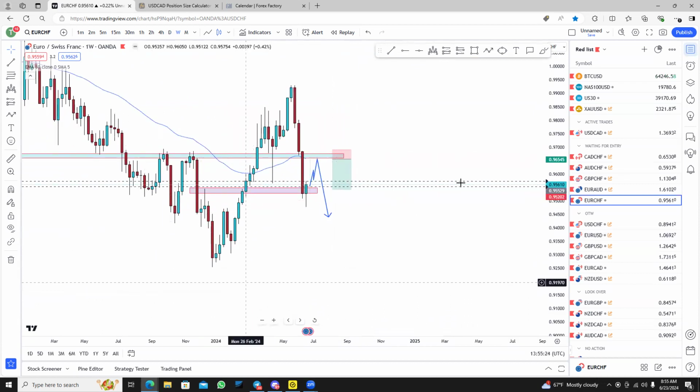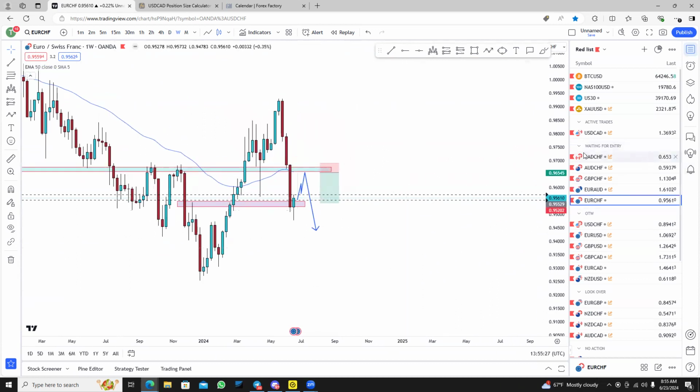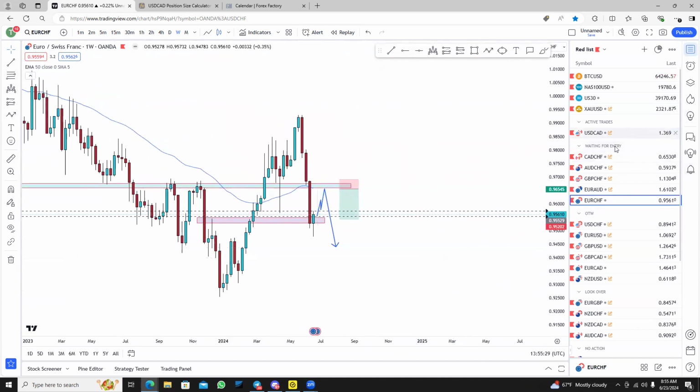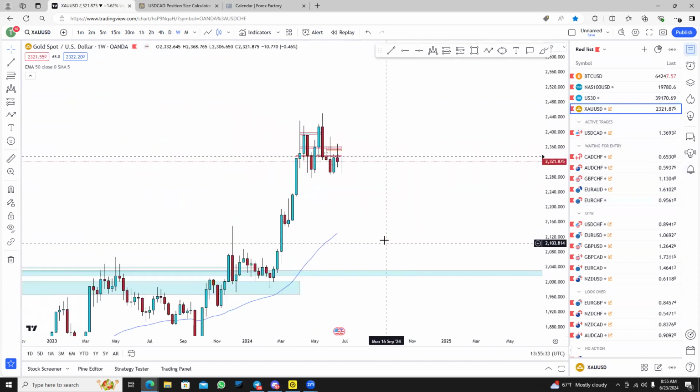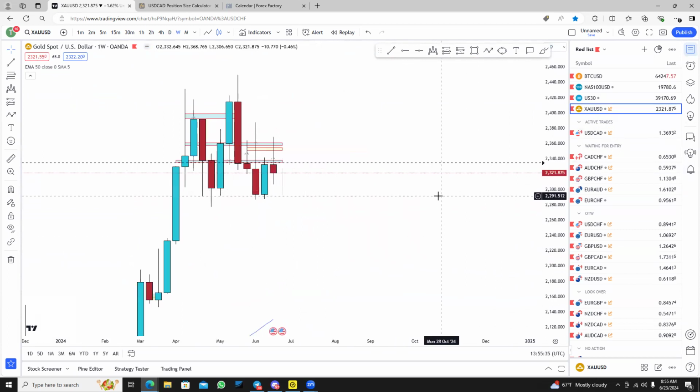So there you go. Those are my weekly couples. Those are my top entries, waiting-for-entry charts. My top, what is that, 2, 4, 5? Yep, 5 charts. Let's just go over gold really quick.